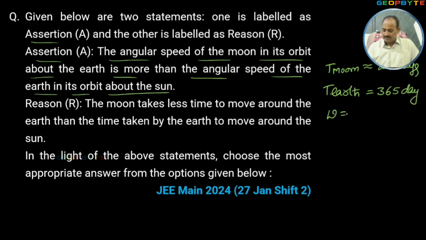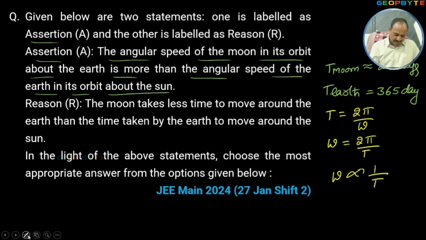Then what is angular speed? Time period T equal to 2 pi by omega, or omega is equal to 2 pi by time period. From this I can say omega is inversely proportional to T. That means the higher the time period, the smaller is the angular velocity. Since the time period for the moon is less, the angular speed is more. That's what is given as the assertion.